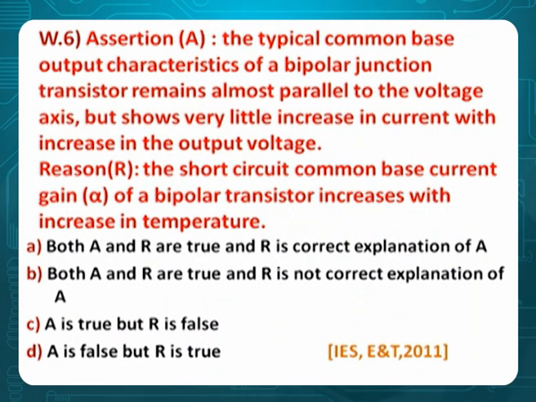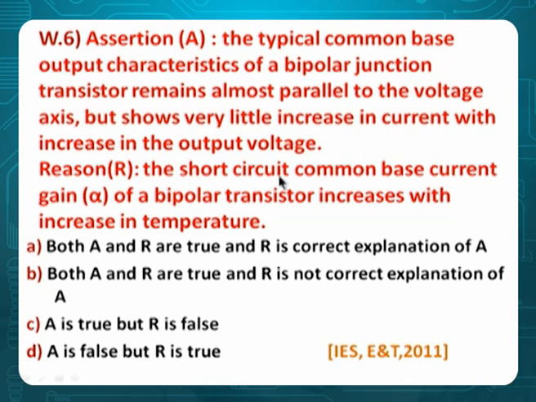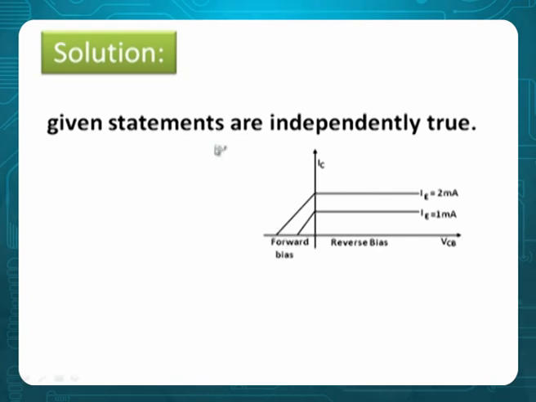Question number 6. A typical common base output characteristic of a bipolar junction transistor remains almost parallel to the voltage axis, but shows very little increase in current with the increase in output voltage. That's true. Just now, because of early effect, I have shown it's almost constant but slightly up. You have seen the characteristics. Reason: the short circuit common base current gain alpha of a bipolar transistor increases with increase in temperature. That's also true. But the point is, the reason is true and the assertion is true, but they are not linked. That's why the option is not A, but it is B, because both are true, but R is not the correct explanation of A. These two statements are independently true.